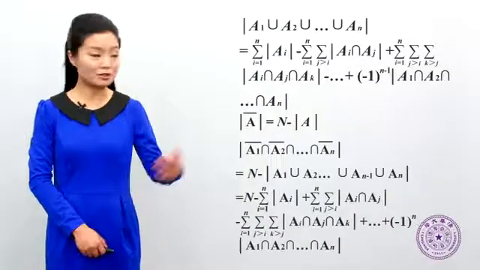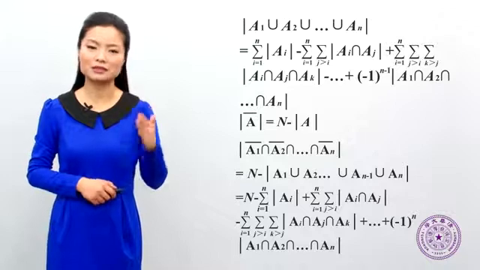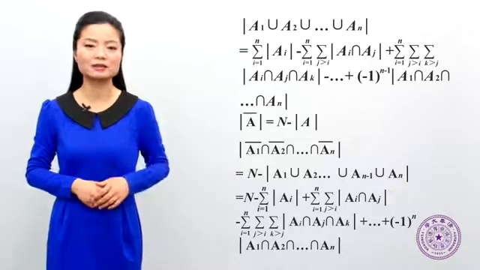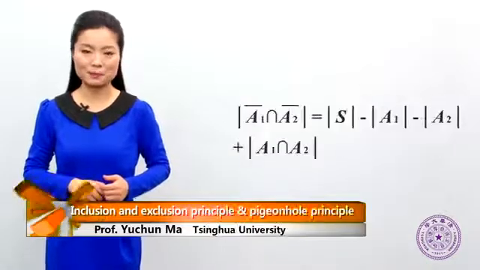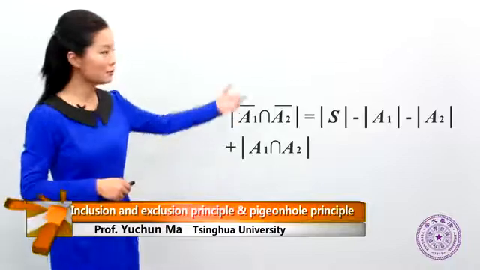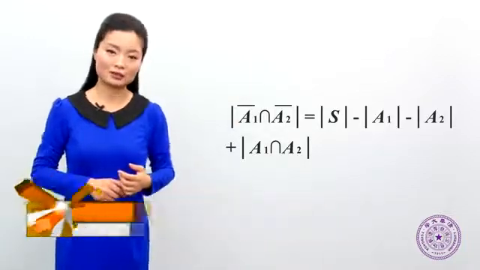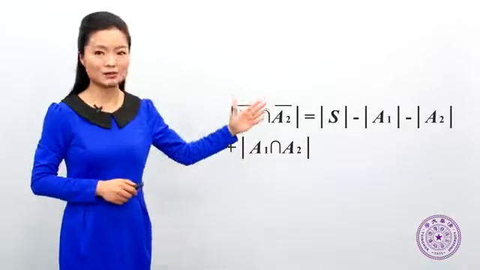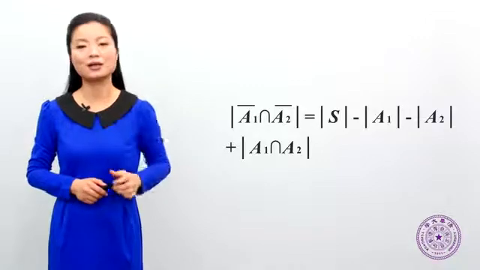We already had the form of inclusion and exclusion principle. Now we want to know how to formally prove it. Let's start proving the inclusion-exclusion principle from a simple instance. For example, we want to prove that the size of A1 complement intersected with A2 complement is equal to the size of the universal set minus the size of A1 minus the size of A2 plus the size of the intersection of A1 and A2.